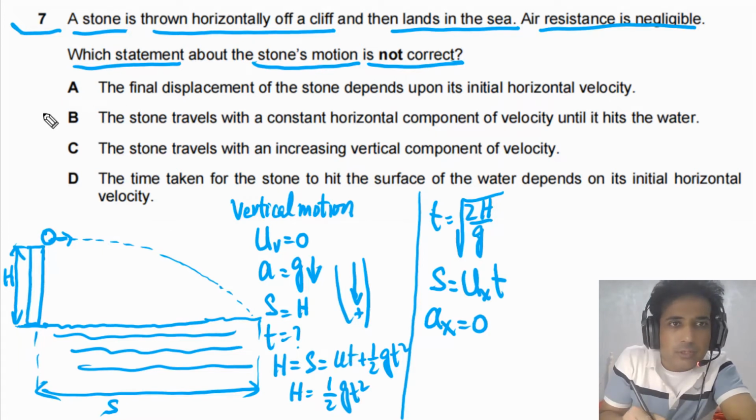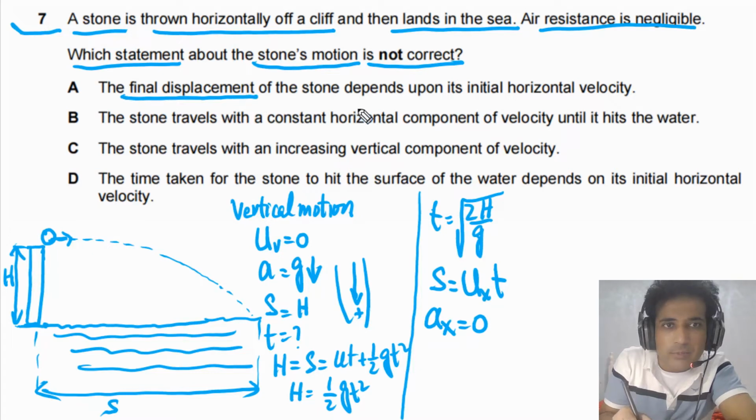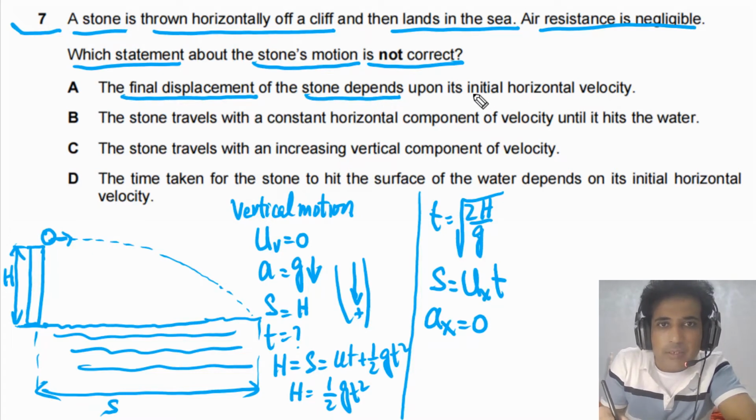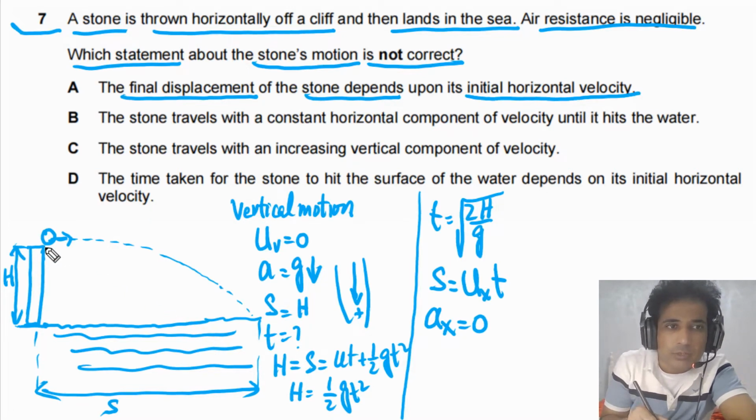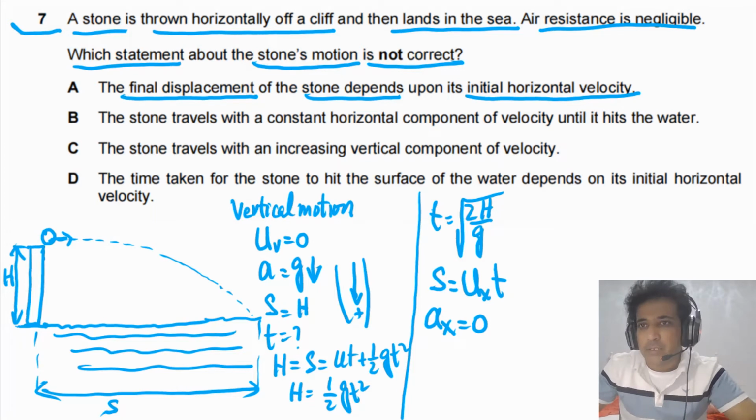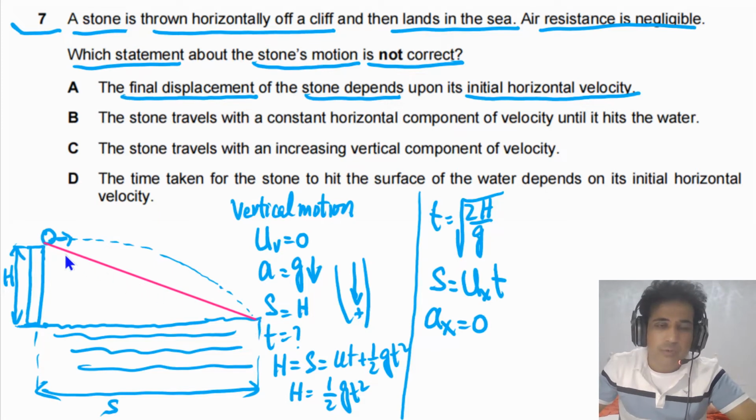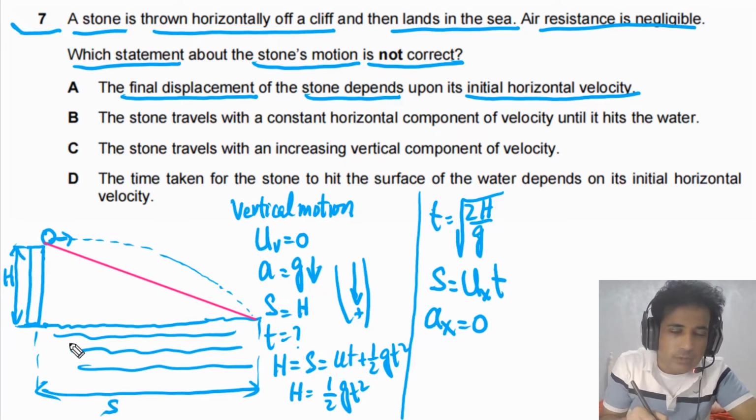Look at these given options now. First option, it is given to us the final displacement of the stone depends upon its initial horizontal velocity. The final displacement means the total displacement. If you look at this one, the final displacement is this one, and it has two components. So this is the final displacement. It has a vertical component and a horizontal component. Then you can find out this net displacement.